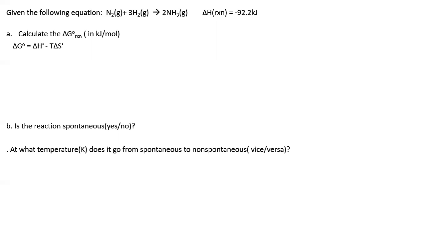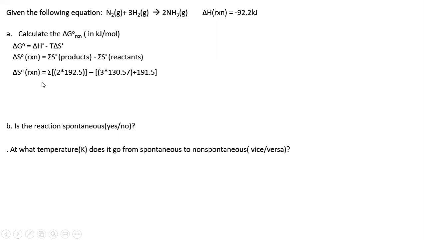In order to calculate delta G naught, we need the delta H naught, which is given to us, but we need to calculate the delta S naught for this reaction. That's where the molar entropies come from. So delta S of reaction is the sum of the products minus the sum of the reactants. So we set it up. Again, everything has a molar entropy, even elements in their stable form. And so we calculate delta S naught.